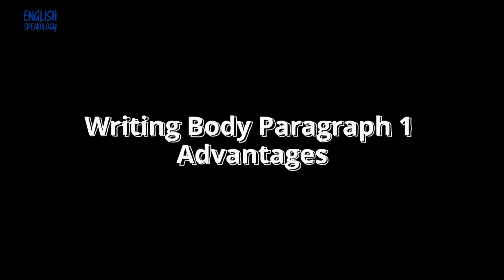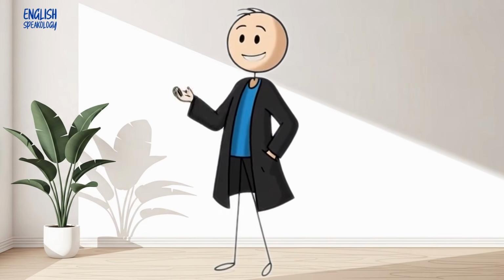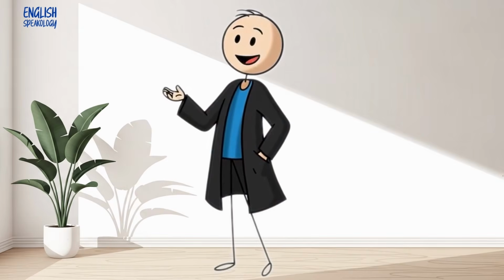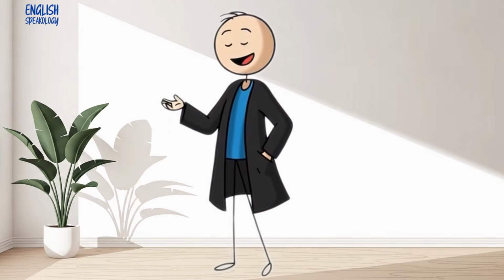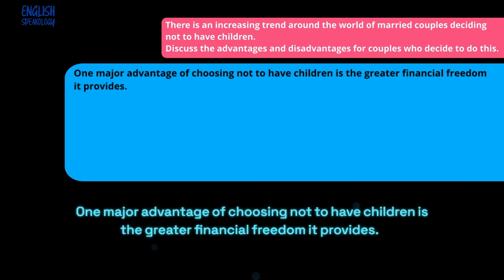Writing body paragraph 1, advantages. Now we move to the first body paragraph. This paragraph explains the advantages of not having children. Let's write the topic sentence. One major advantage of choosing not to have children is the greater financial freedom it provides. Let's analyze this sentence.